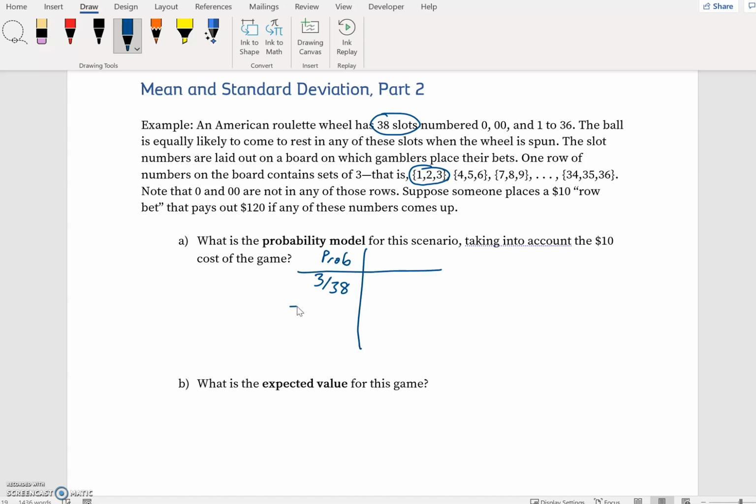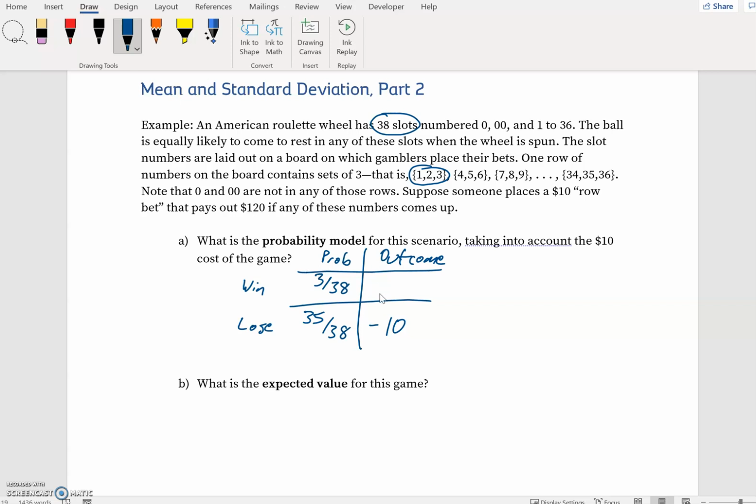and there is therefore a 35 out of 38 chance that I lose. I don't need to go through and count those up. I can just do 1 minus 3 out of 38, or if there are 38 total outcomes, 3 of them are wins, the remaining 35 are losses. So here's our win, here's our lose. Okay, what's the outcome, which is otherwise known as our payoff? The times that we lose, we lose the $10 that it cost us to play the game. So we have -10 as our outcome.